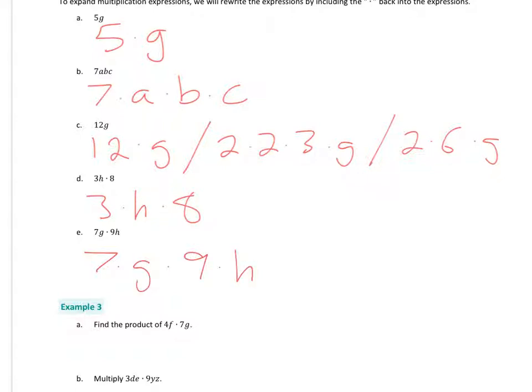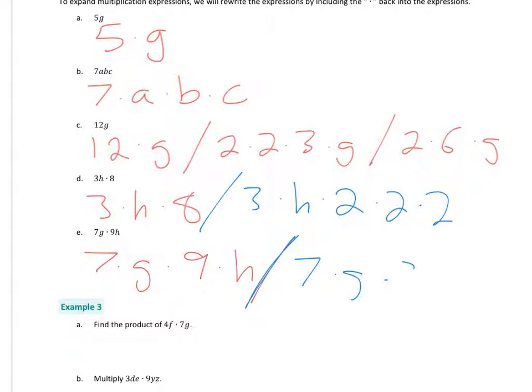Or, they might break it up more, and say, well, I want to break it down into the smallest pieces. A lot of times, if you were going to break it up smaller, you want it to be in its smallest pieces. So for these last two, how small can you get 8? Well, I could say 3 times h times 2 times 2 times 2. Or with the 7 times g times 9 times h, I could say 7 times g times 3 times 3 times h.